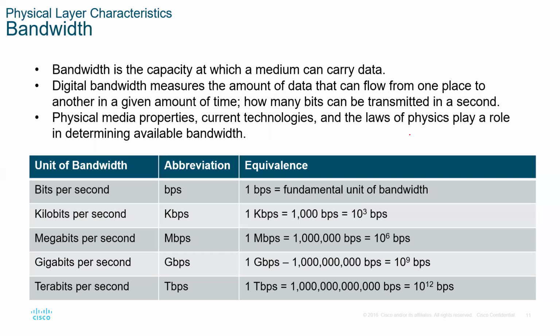Why is bandwidth important? It's important when we are discussing the physical layer because it defines how much data we can transmit in a channel. In the physical layer, it defines the amount of data that we can push, the amount of traffic that we can push in a medium.